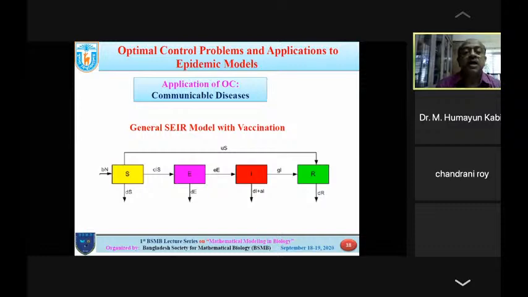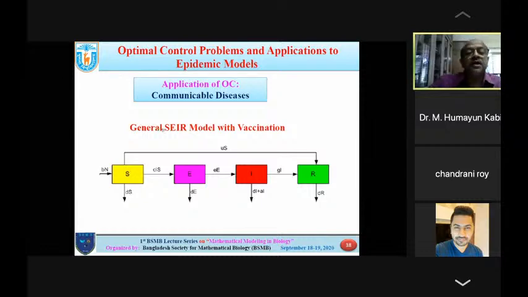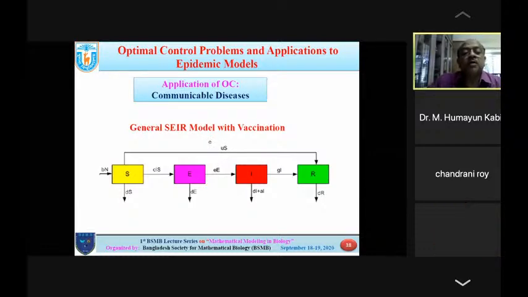I developed this model in my PhD, and you can find this paper on the website; it is one of my most cited papers. This model was first developed by Susan E. Lenhart. I already mentioned the name and also one book, Optimal Control Applied to Biological Models. Susan E. Lenhart developed this model using a vaccination policy.